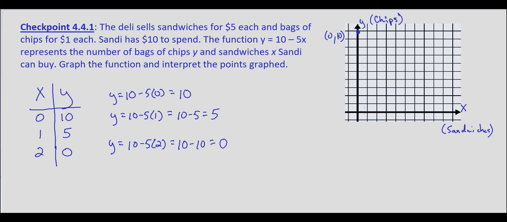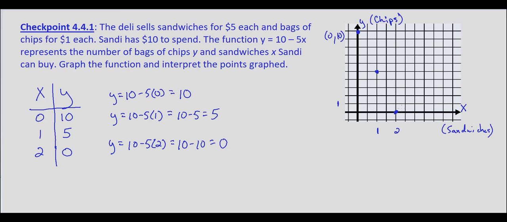Now 1, 5. We'll use a scale where each one of these is 1/2, so 2 marks would be 2. In this direction, we already set 1 mark as 1 unit. So our next point is 1, 5, so we'll go over to 1 and up 5. 1, 2, 3, 4, 5. And then 2 and 0.